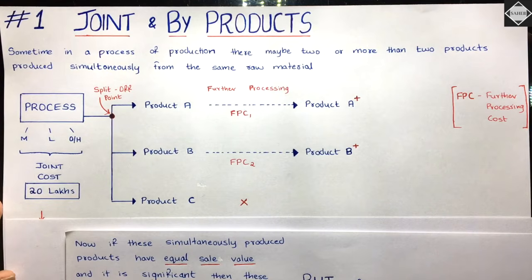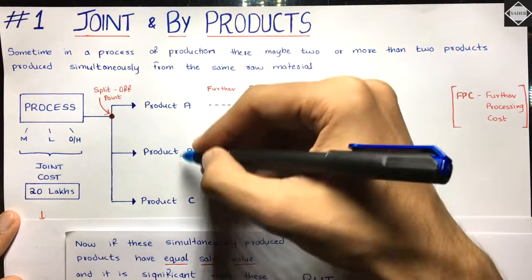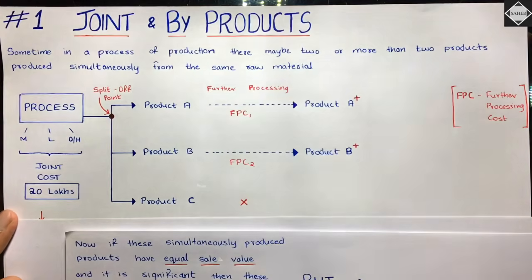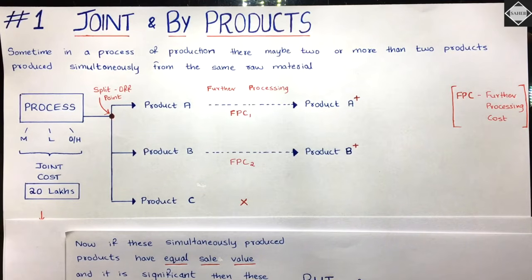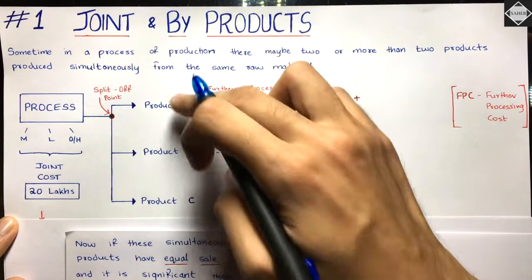But for example, let's just say products A and B have almost equal sales value, not product C. Product C does not have almost equal sales value. Let's say it has very little sales value. Then what is the case? It's simple. Products A and B will be joint products.